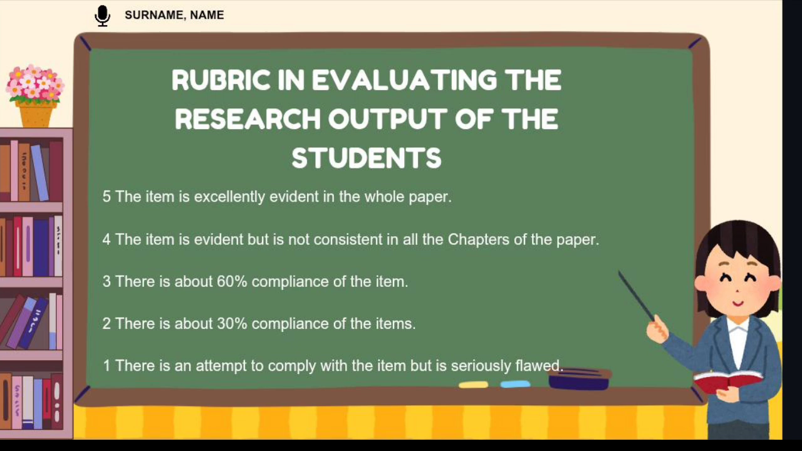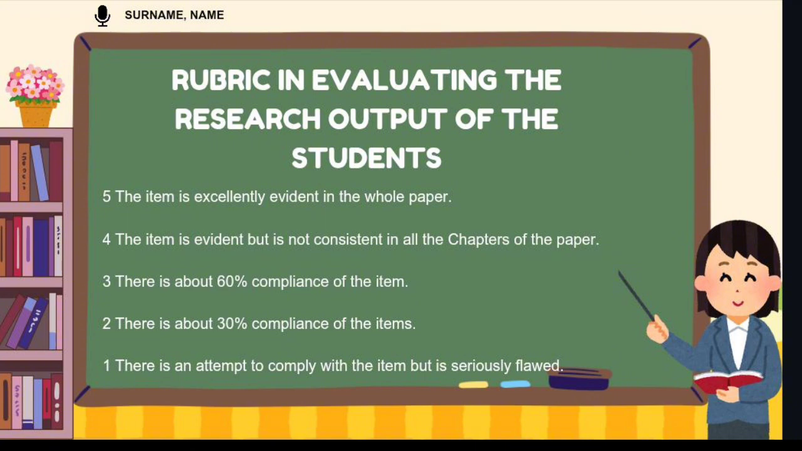The third one is 3. There is about 60% compliance of this item. This provides a more quantitative feel to the evaluation. It implies that the item is present and addressed in roughly 60% of the relevant sections of the paper. There are noticeable gaps or areas where it's missing or not adequately addressed.